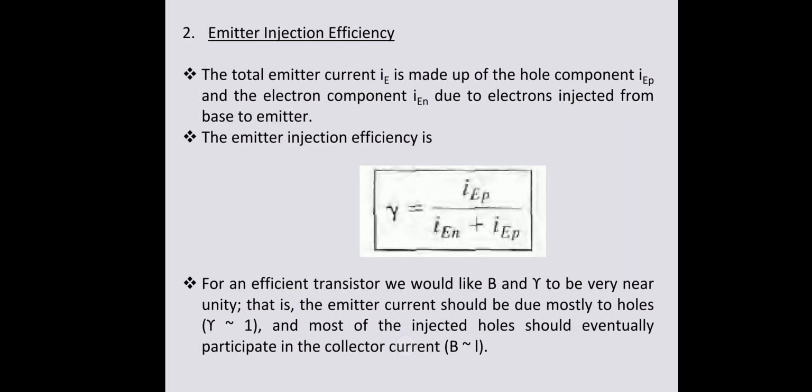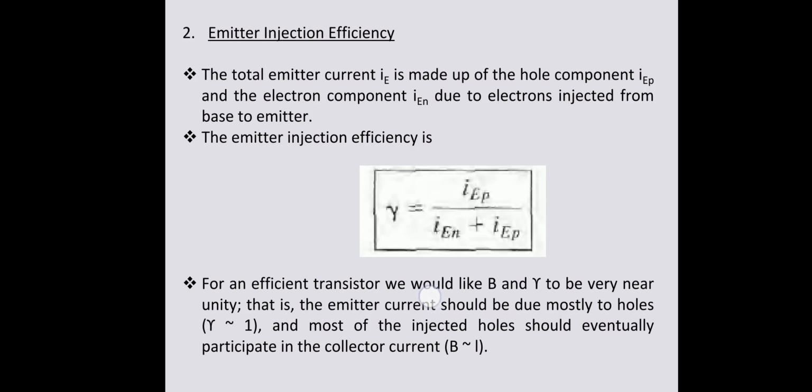So IC, we already said it is B IEP, and we can see IE consists of two components, IEN plus IEP. So IC by IE we can represent as B IEP divided by IEN plus IEP. In that, IEP by IEN plus IEP is gamma. So you will get IC by IE is B gamma. That ratio is called alpha, current amplification factor, emitter to collector current amplification factor. So the product of beta gamma is defined as the factor alpha, and it is called the current transfer ratio, which also represents the emitter to collector current amplification factor.